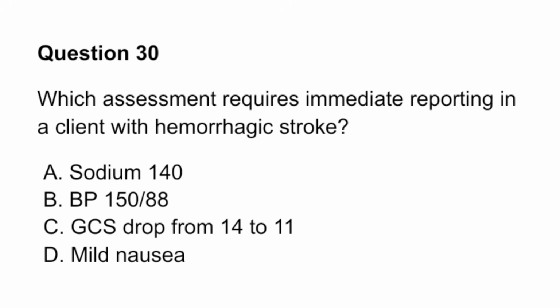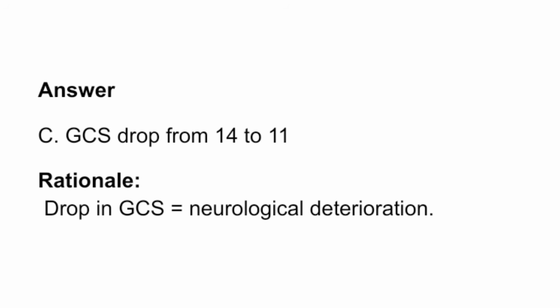Question 31. Which assessment requires immediate reporting in a client with hemorrhagic stroke? A. Sodium 140, B. BP 150/88, C. GCS drop from 14 to 11, D. Mild nausea. Answer: C. GCS drop from 14 to 11. Rationale: drop in GCS equals neurological deterioration.